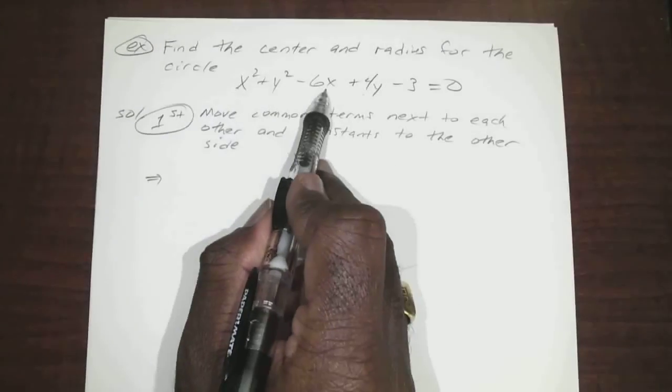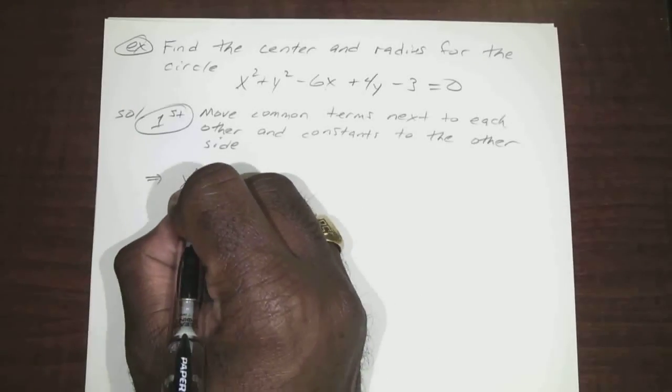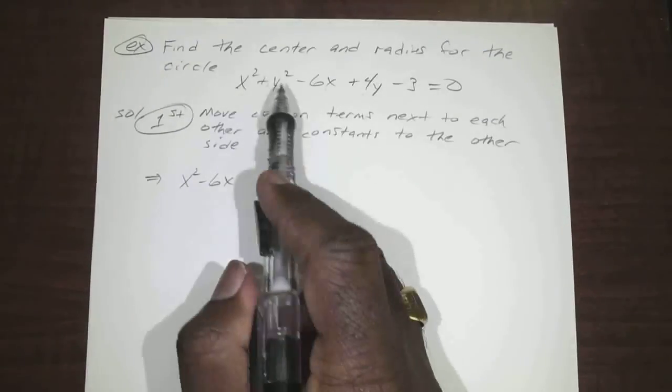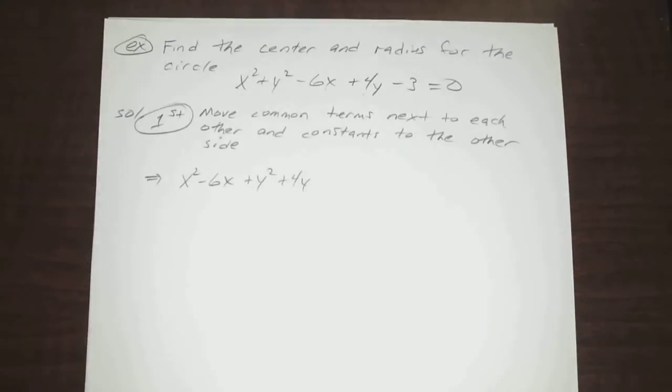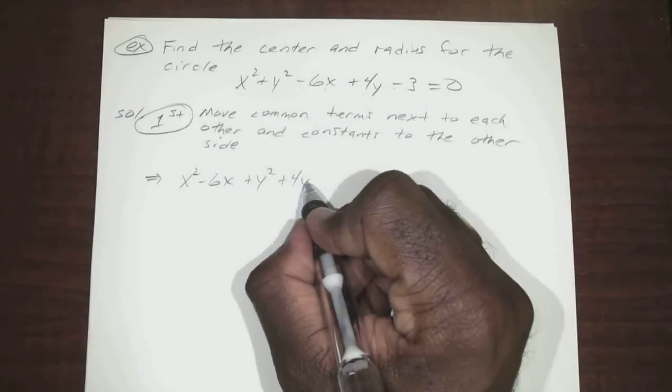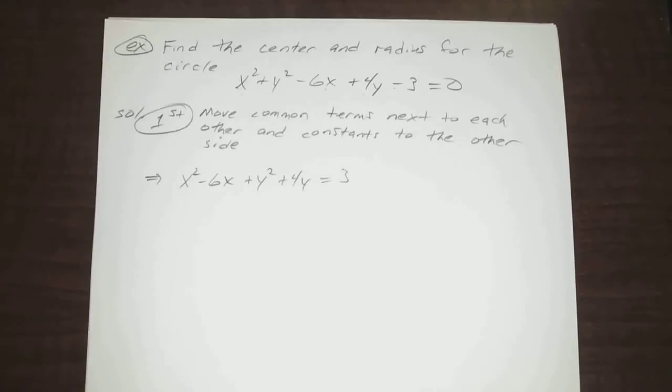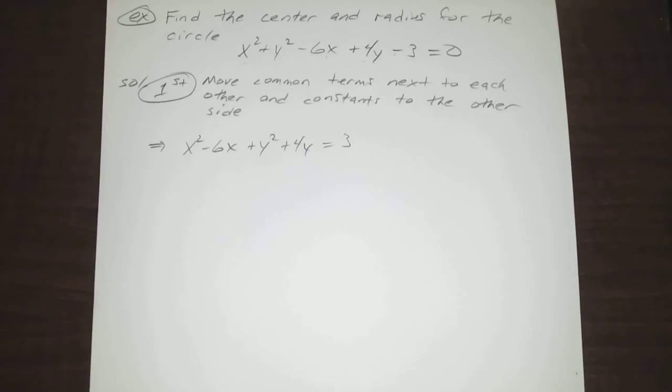Okay, so you have x squared minus 6x plus y squared plus 4y. Then you're going to add 3 to both sides, so that's going to equal 3. Okay, so we moved all the x terms next to each other, all the y terms next to each other, and that 3 just went right on over.